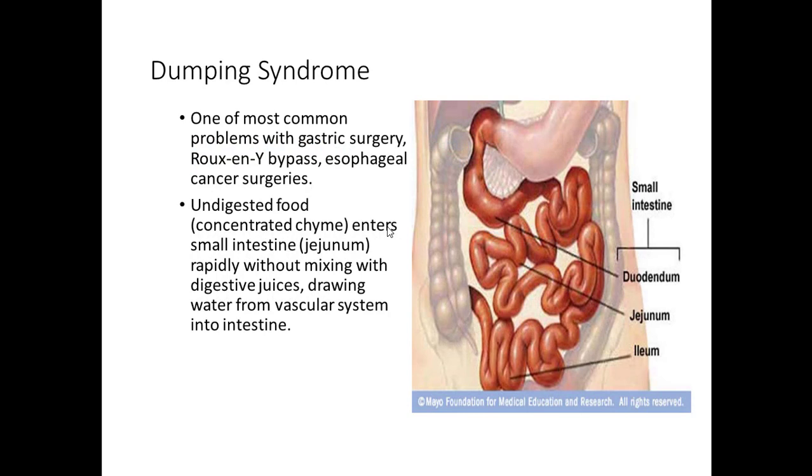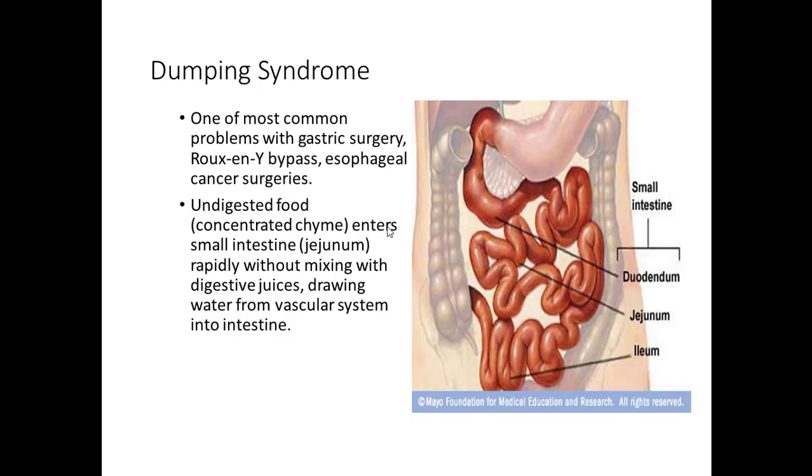All right, so here I get into dumping syndrome. Like I said, it's the most common problem with a Roux-en-Y bypass, gastric surgeries. Food enters the stomach. It's not completely digested because it still has to go through the intestine, but this undigested food enters the small intestine, starting with the jejunum. It goes through the duodenum and then the jejunum, but it enters the jejunum really fast, and it doesn't mix with the digestive juices, the chemical digestion.